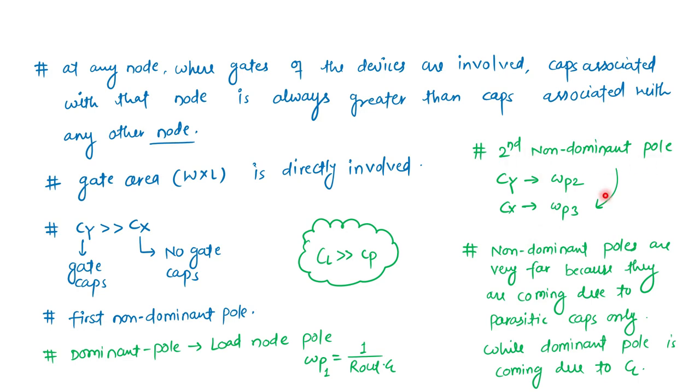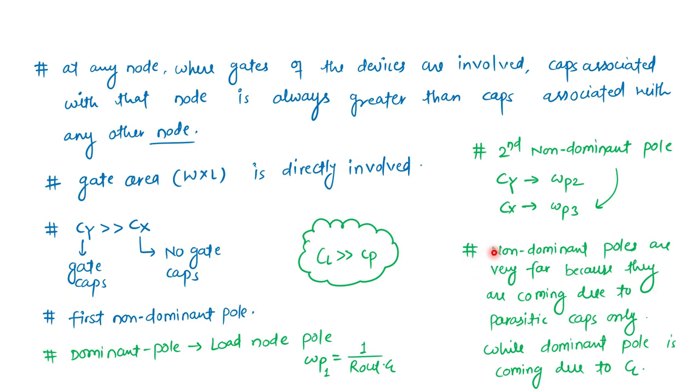And the second non-dominant pole is coming due to x. So I have written here omega p2, which is nothing but the pole contributed by the node y, and omega p3, which is nothing but the frequency of the pole contributed by the node x. The non-dominant poles are very far because they are coming due to parasitic caps only. So you should keep this point in mind.